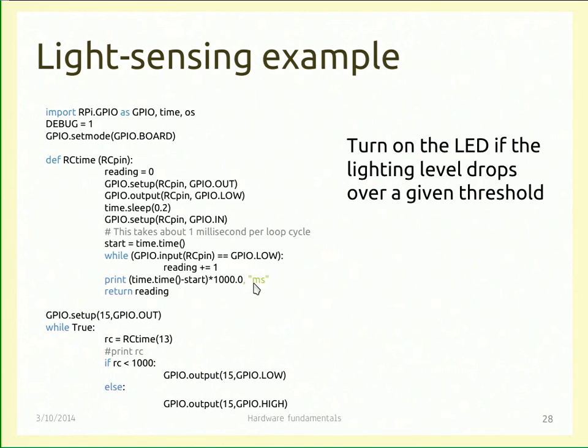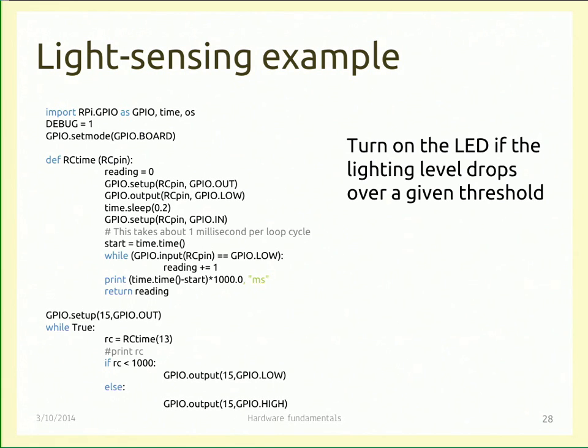We don't only care about the number, we also want to measure the actual time passed, so we want to get the time in milliseconds. That's why here we just print time.time, the same call as before, the current time minus the time that we took before starting the cycle. In that way, we get the milliseconds that passed from when we turned the pin to input mode up to the time in which the pin gets a high level input. Afterwards, this last line returns the count, how many cycles we performed.